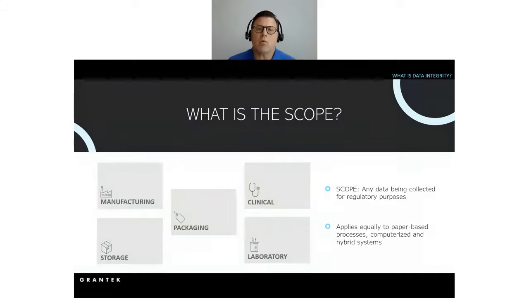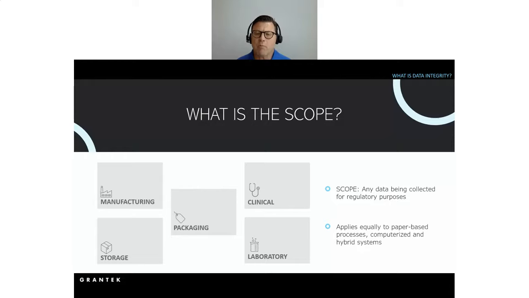So what is the scope? Where does data integrity apply? While the general principles of data integrity can apply to all manufacturers, in order to encourage good decision-making in the life sciences industry, these principles are embedded within the regulations, and it applies to any data being collected that supports a regulatory purpose, whether it's for manufacturing, packaging, storage, the QC lab, or clinical activities for that matter. But these are all activities where the predicate rules apply, and the GXPs.